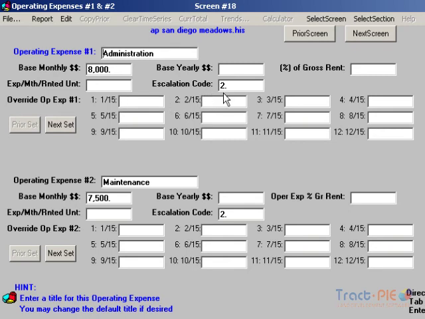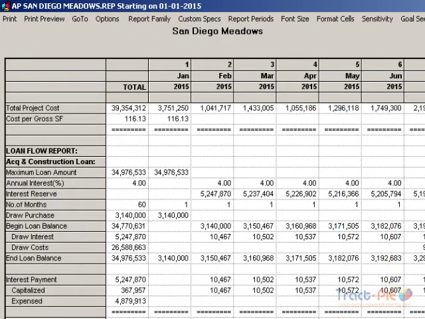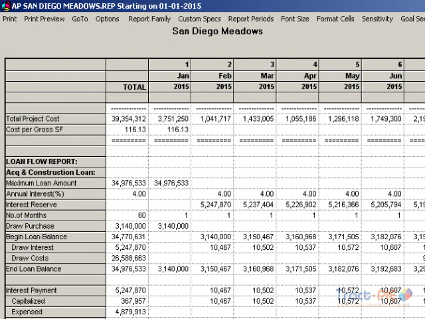Let's generate another report, and while we haven't discussed the different loan parameters yet, you can see that the system has calculated a construction loan, as well as a permanent loan to pay off the construction loan. We'll discuss these loans shortly, but for now let's concentrate on the income and expenses.